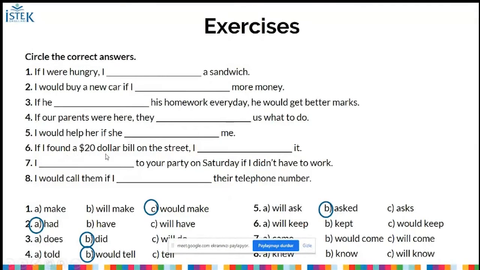If I found a $20 bill on the street, the conditional part is in the beginning of the sentence, so we have the main clause in the second part. With the main clause, we use would infinitive, so I would keep it. Do I find a $20 bill on the street? No, I don't. If I found, I would keep it for myself.